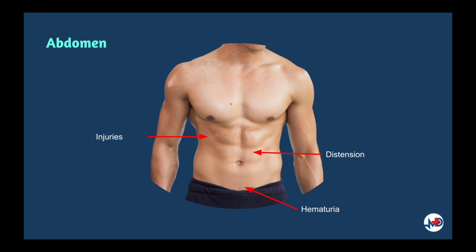Now when it comes to the abdomen, inspect the abdomen, the perineum, and the external genitalia. Look in particular for seat belt bruising or handlebar injuries, distension, and blood at the urinary meatus or introitus. Palpate for areas of tenderness, especially over the liver, spleen, kidneys, and bladder, and auscultate for bowel sounds.